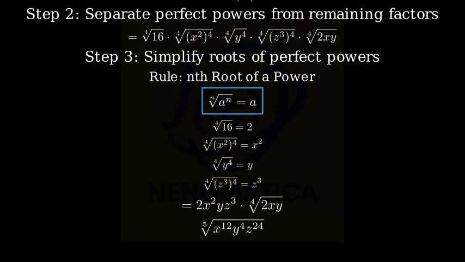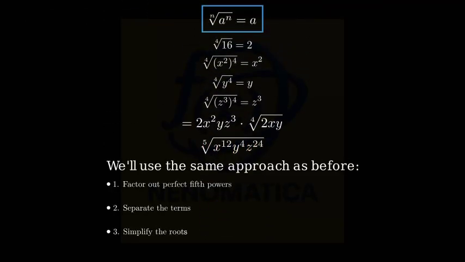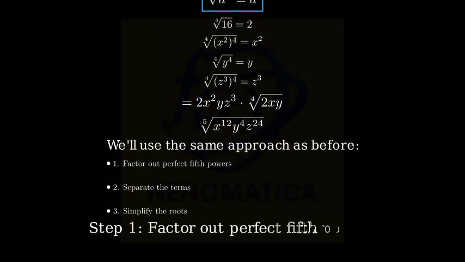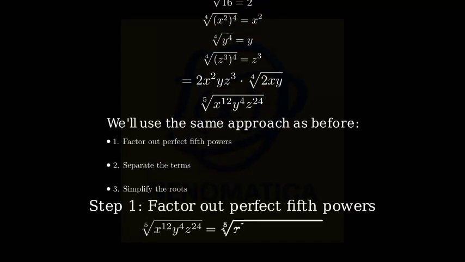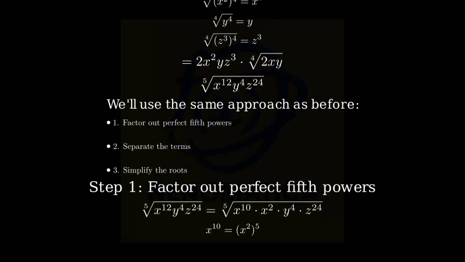We need to simplify the fifth root of x to the power of 12, y to the power of 4, z to the power of 24. We'll use the same approach as before: factor out perfect fifth powers, separate the terms, and simplify. For our first step with this problem, we want to factor out perfect fifth powers. For x to the power of 12, we can write this as x to the power of 10 times x squared. Since x to the power of 10 equals x squared to the fifth power, it's a perfect fifth power.